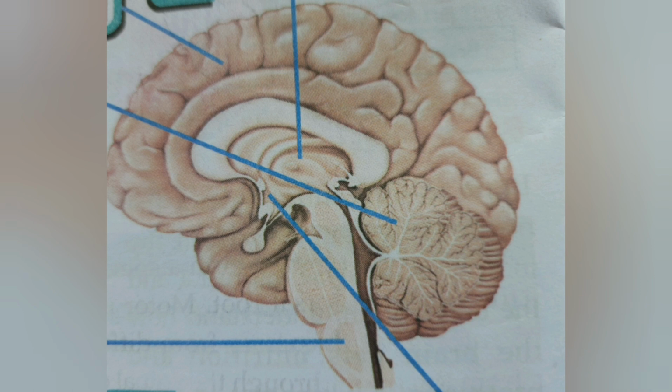You have to study 5 major parts of the brain. First one is cerebrum, then cerebellum, medulla oblongata, thalamus and hypothalamus. This diagram is also important for your exam. The detailed structure can be studied through some slides.